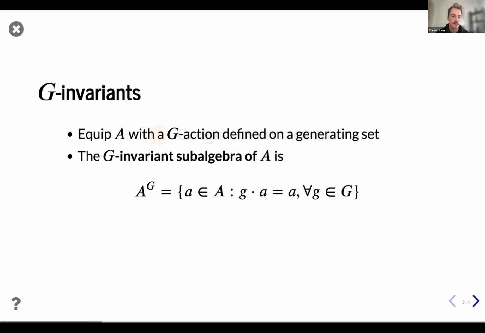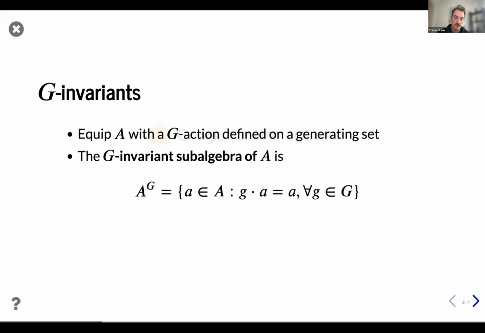Okay, so we're going to equip A with a G action defined on some generating set, and that should extend multiplicatively and linearly, so everything should be as nice as possible. Maybe there's something to check, that the action makes sense and actually extends multiplicatively. Our Sage implementation will not check that for you, so you should be careful that your action makes mathematical sense.